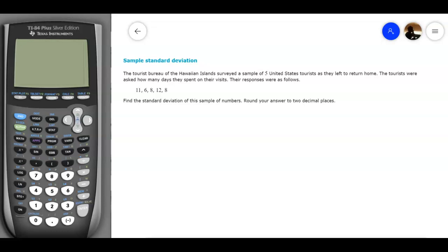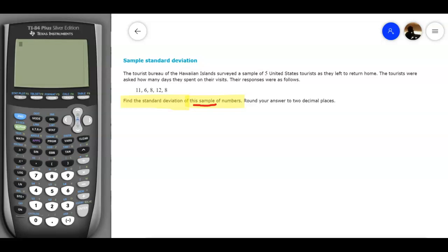All right, so this problem is asking about standard deviation. Standard deviation of a sample of numbers. There is a keyword here, which is sample, so we are looking for the sample standard deviation. And as you may know, there are two types of standard deviation. One is called population standard deviation, and the other one is called sample standard deviation.